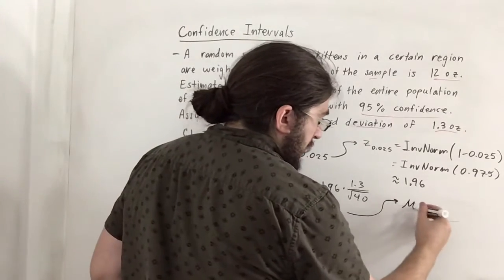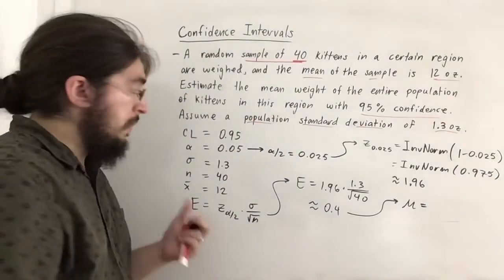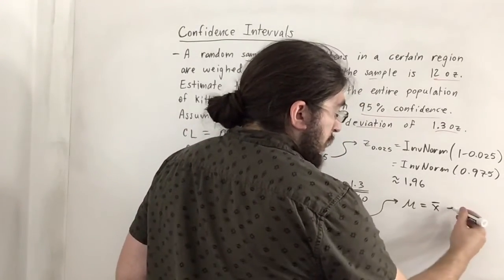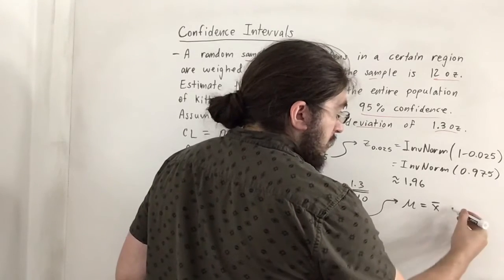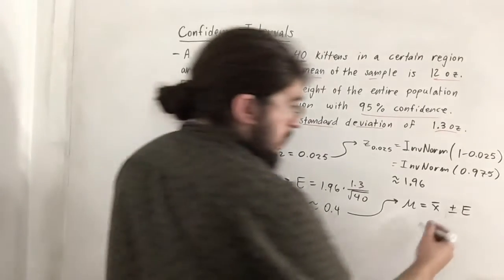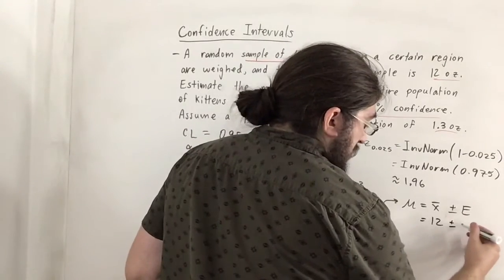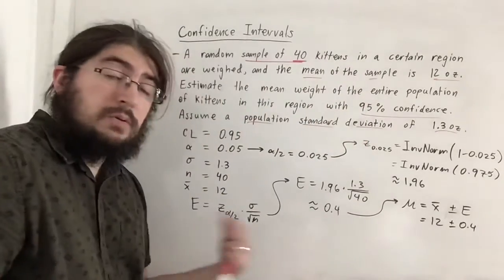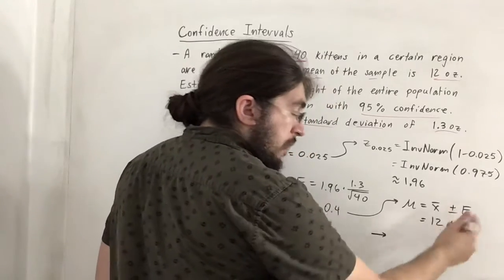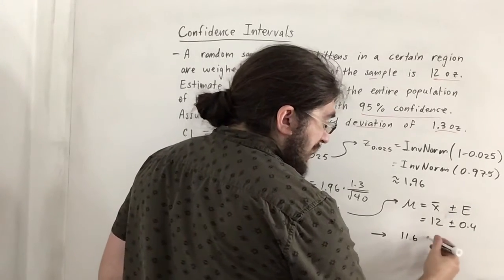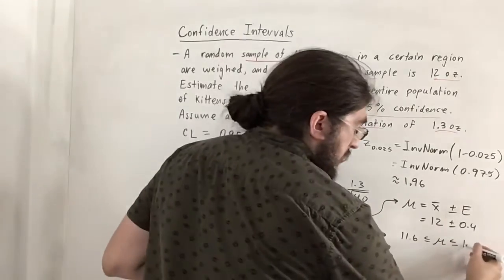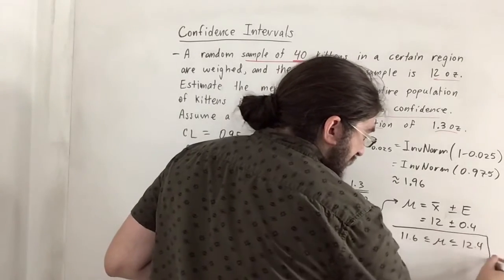What this tells me is that our population mean is within this error of the sample mean, which was 12. So really, the population mean mu can be written as x bar plus or minus the margin of error E. In this problem, we have 12 plus or minus 0.4. So the mean is in between 12 minus 0.4, which is 11.6, and 12 plus 0.4, which is 12.4. So this is essentially our answer.